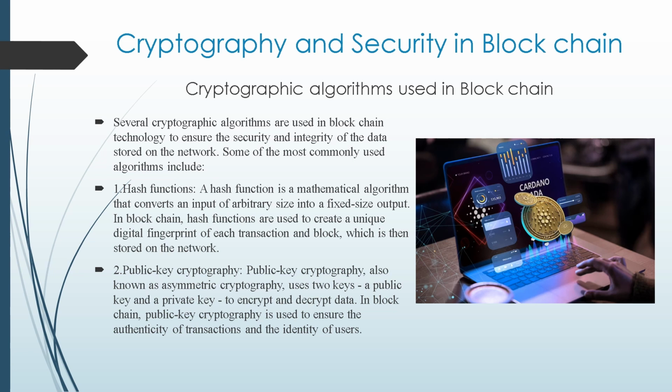2. Public key cryptography. Public key cryptography, also known as asymmetric cryptography, uses two keys, a public key and a private key, to encrypt and decrypt data in blockchain. Public key cryptography is used to ensure the authenticity of transactions and the identity of users.